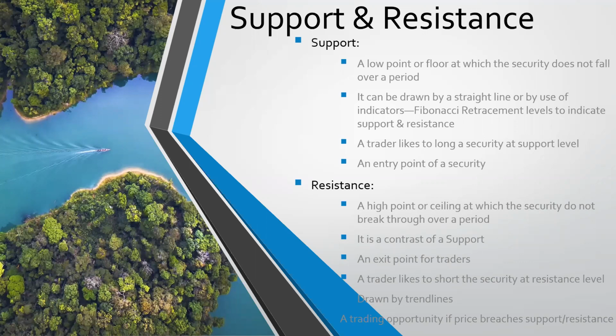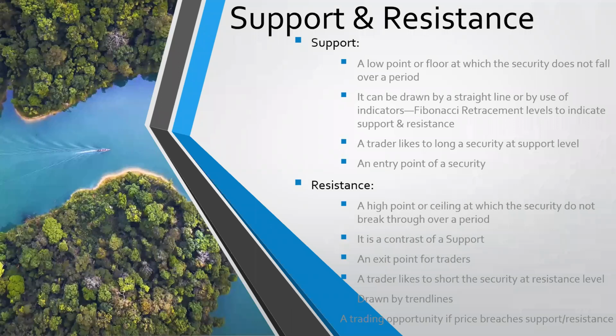Basically, a trader likes to long. Long means to buy a security at a support level. Why? Because the support level is the lowest point at which the security does not fall over a period. It's a recurring touch and go: it takes the support, goes up, comes back, takes the support and moves up again.